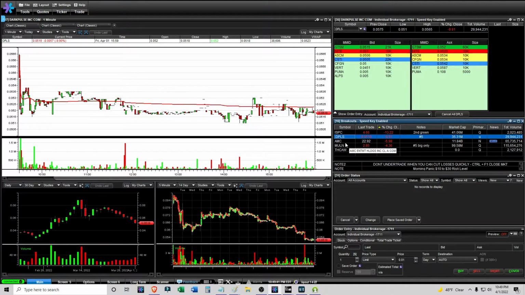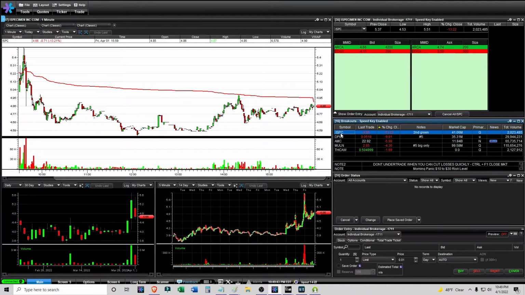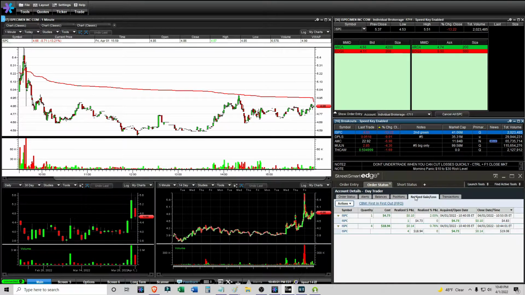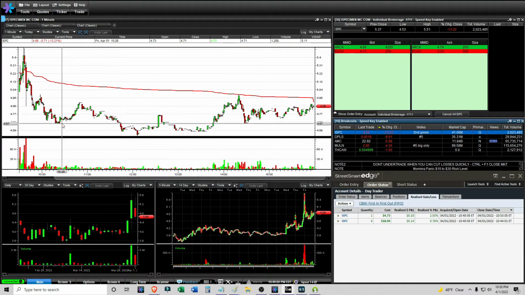And as for the other setup with ISPC, I did trade just a speculative 5 shares. If I wanted to have traded that one with the right amount of shares, which would have been 50 shares following a $5 risk level, I would have made more. I would have made $2.40 instead of 24 cents, because it would have been 10x the size.